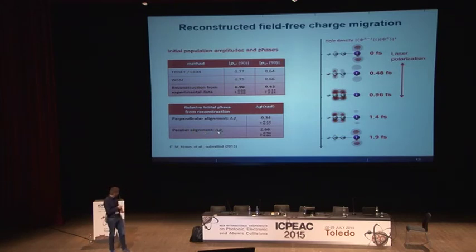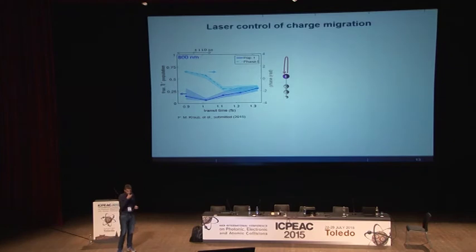Interestingly, for parallel alignment, this initial phase is almost out of phase by pi, which would correspond to a hole at the acetylene end of the molecule. I'm not going into detail on that now, but certainly a very interesting effect here. So this was the case for the perpendicular alignment.